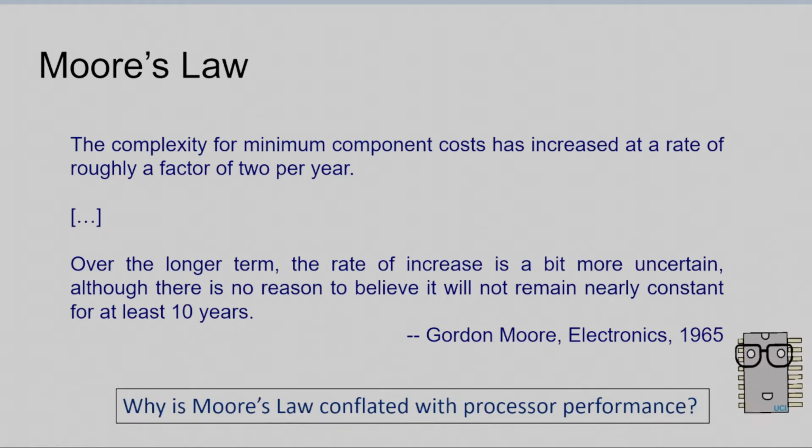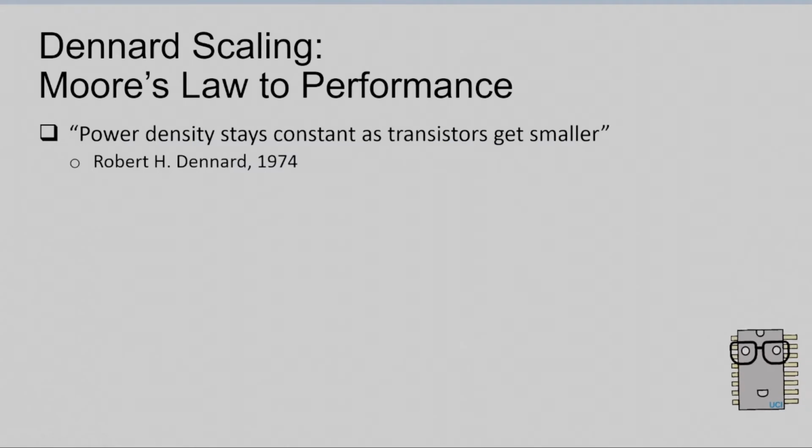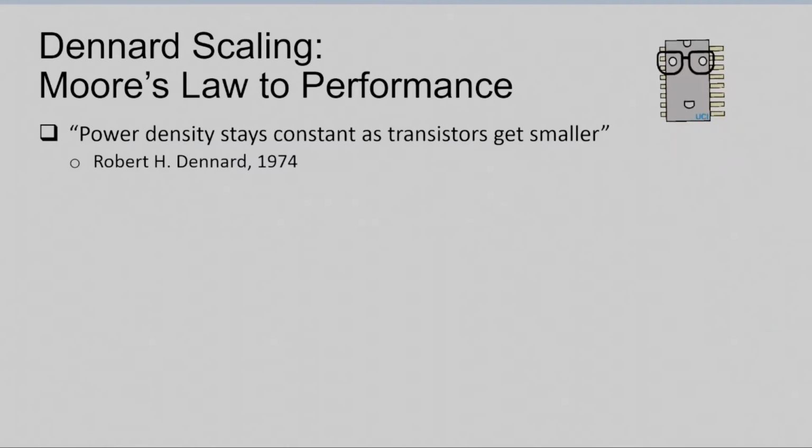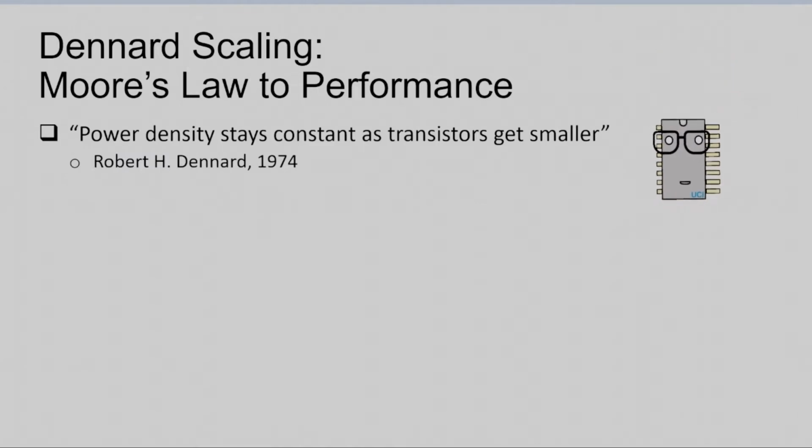So the small question here is, why is Moore's law conflated so much with processor performance when it at least initially meant scaling of transistor count per cost? There's a second factor to this called Dennard scaling, which is the thing that at least used to translate Moore's law to performance. The gist of Dennard scaling, put forth by Robert Dennard, is that power density of an integrated circuit stays constant as transistors get smaller.